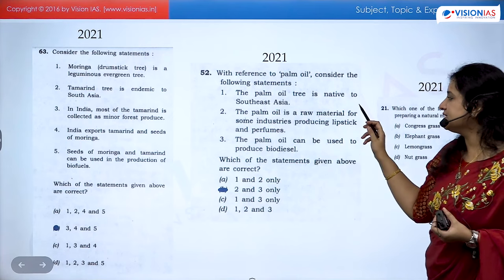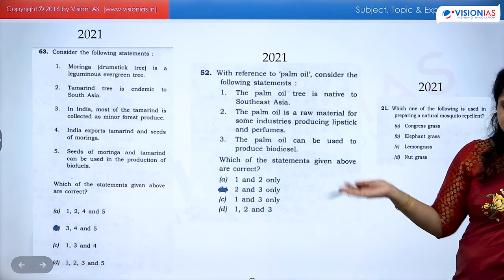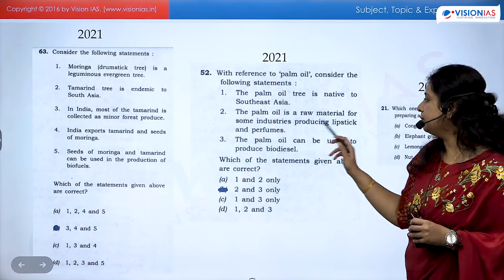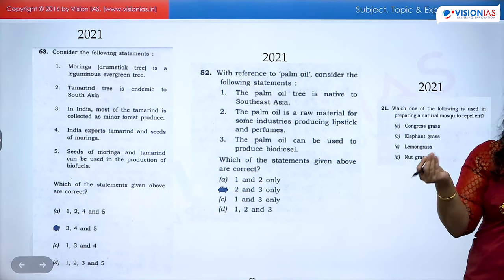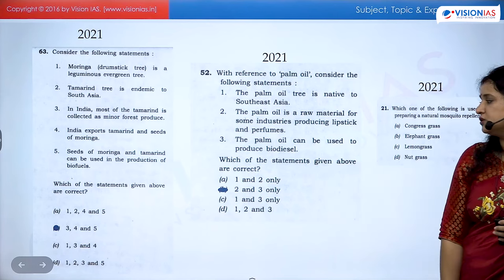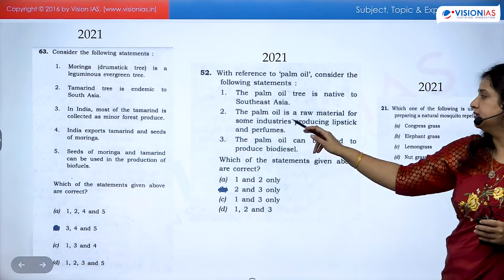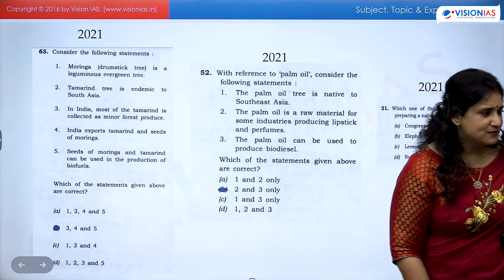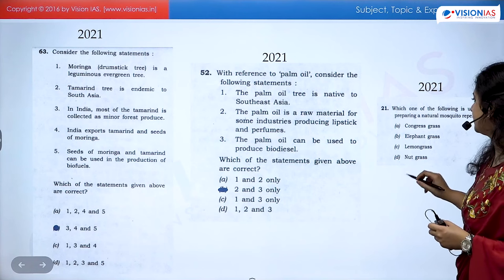All right, palm oil. The palm oil tree is native to Southeast Asia. That means you find it everywhere, but it originally came from Southeast Asia. It is a raw material for some industries producing lipsticks and perfumes. Yes, it acts like a baseline moisturizer. Palm oil can be used to produce biodiesel. So this statement is not correct. And these two. So palm oil is a native of which place? Himalayas. Write it down, find out. Do some homework.